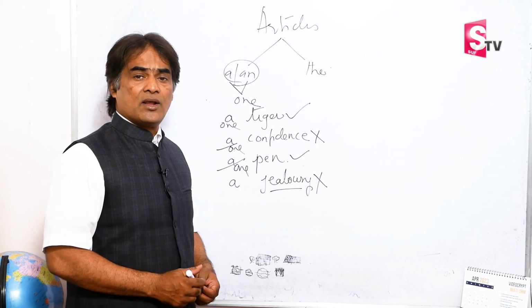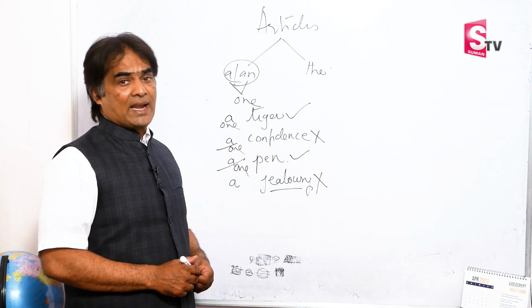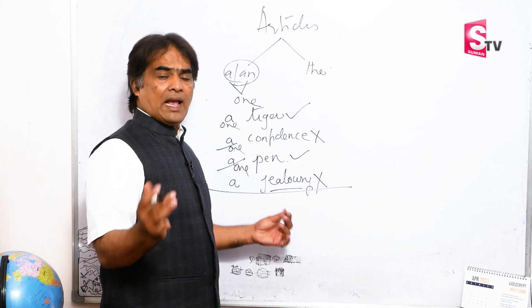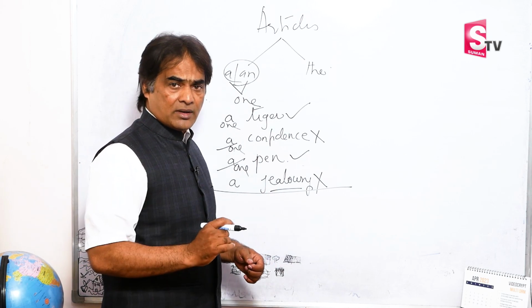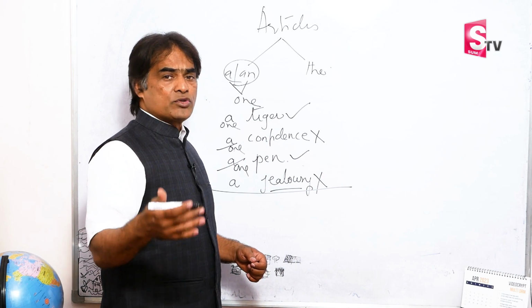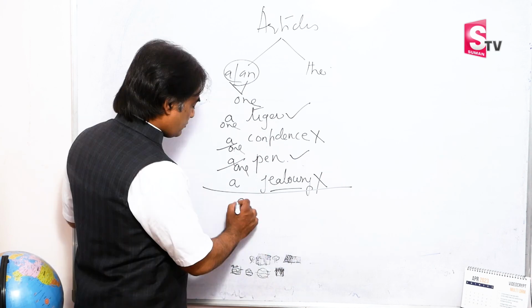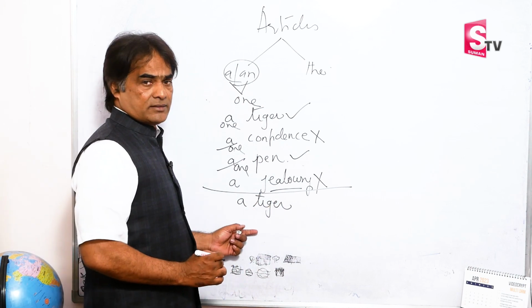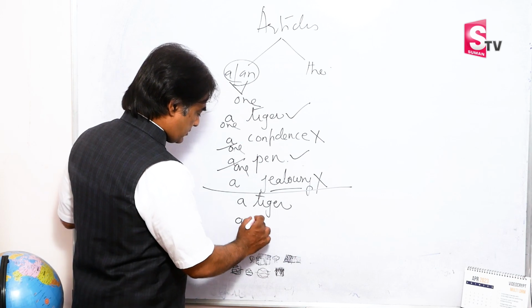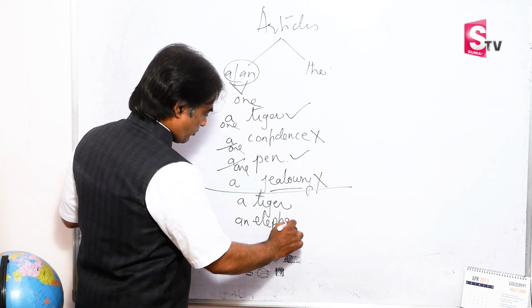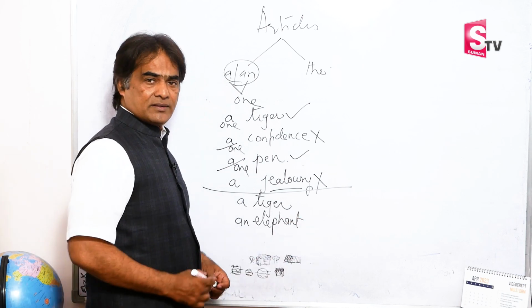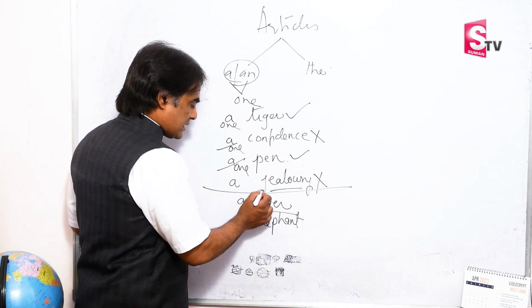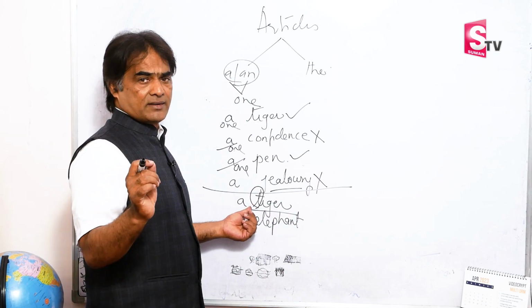Now let's first understand when do we use a, when do we use an. As we know, a or an has to be used for things which are countable. Among the countable things, when can I use a, when can I use an? A tiger. An elephant. A, when the next word starts with the sound of a consonant.